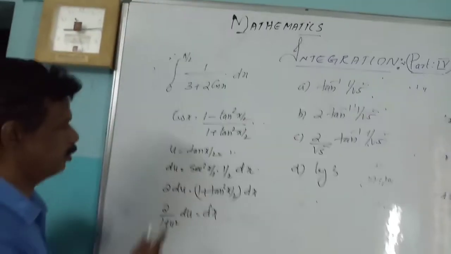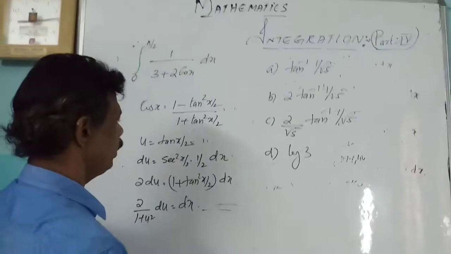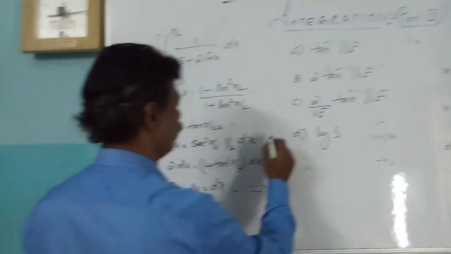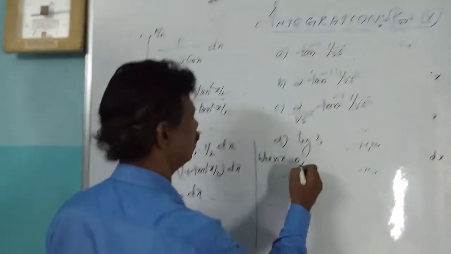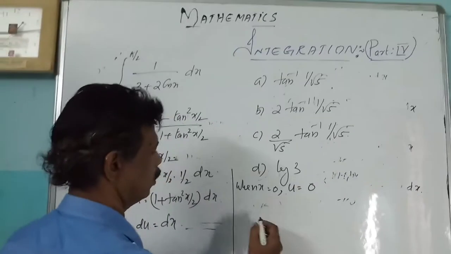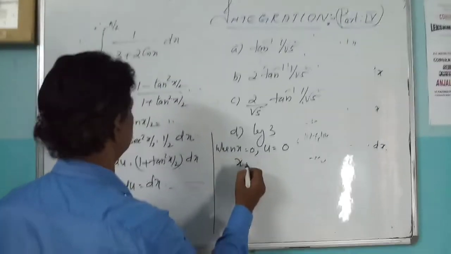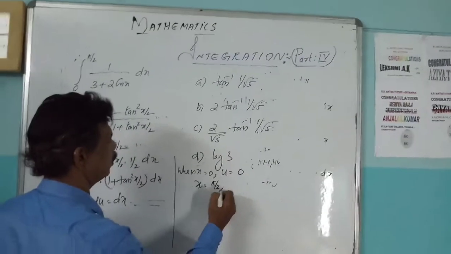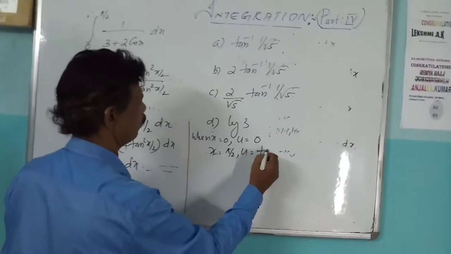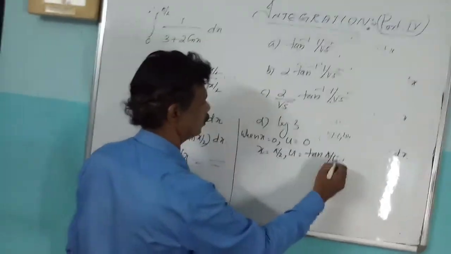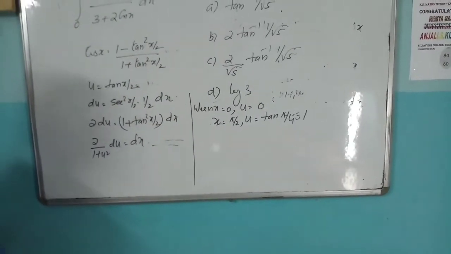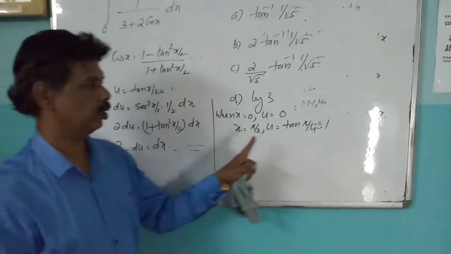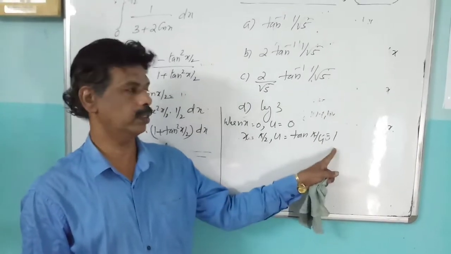And similarly, we can change the limits. When x equals 0, u equals tan 0, which equals 0. Similarly, when x equals pi by 2, then u equals tan pi by 4, and tan pi by 4 is equal to 1.